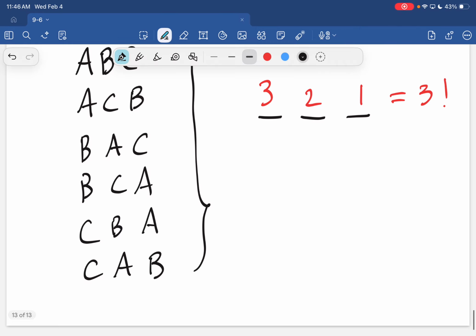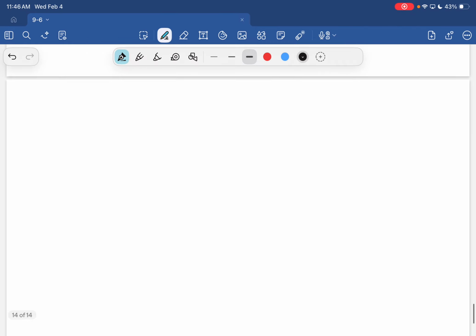Now let me change up the question a little bit. How many unique ways can you rearrange the letters in APP? Unique ways, yes. So we can list them all out, right? We either have APP or PAP or PPA.